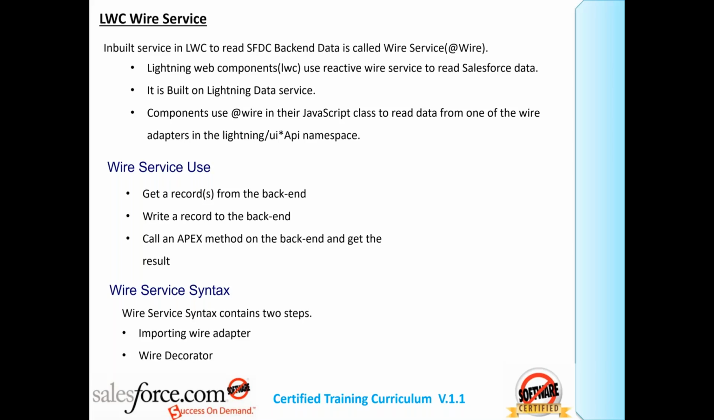What is the use? Number one, to get the backend data, right? Writing a record in the backend is currently not available. You cannot write with it. It's only retrieving, not writing. Currently, the function of wire is only to retrieve, not to write. Write will come very soon. It's not available as of now. Only retrieve.